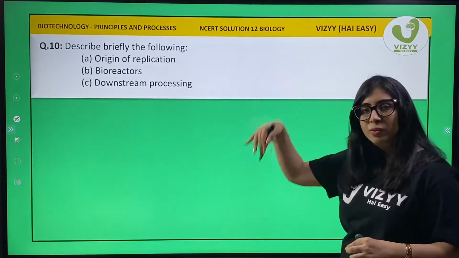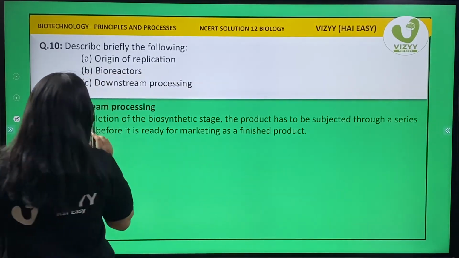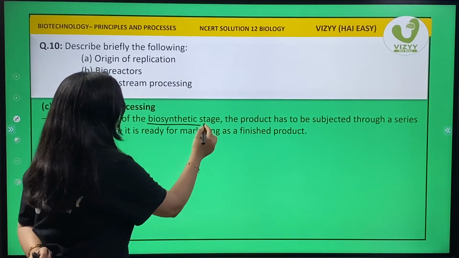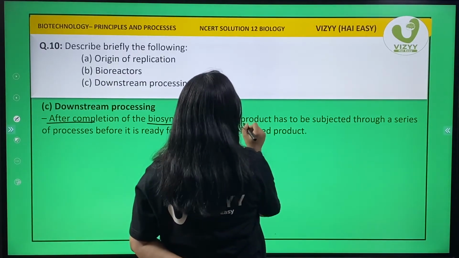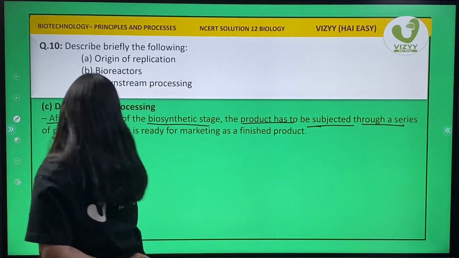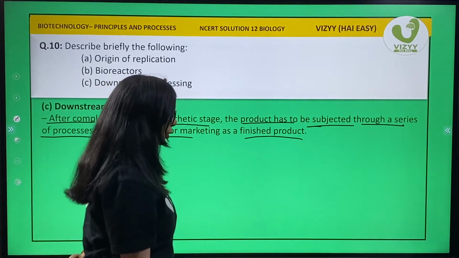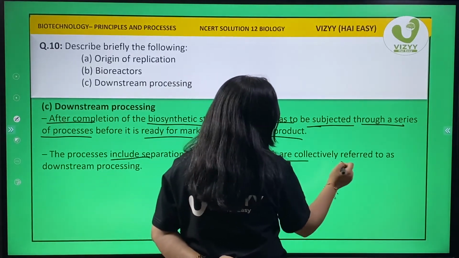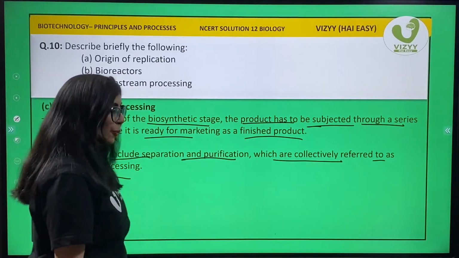Now, downstream processing. So what is downstream processing? Downstream processing is something that comes after completion of the biosynthetic stage. After completion of the biosynthetic stage, the product has to be subjected to a series of processes before it is ready for marketing as a finished product. This process includes separation and purification, which are collectively referred to as downstream processing.